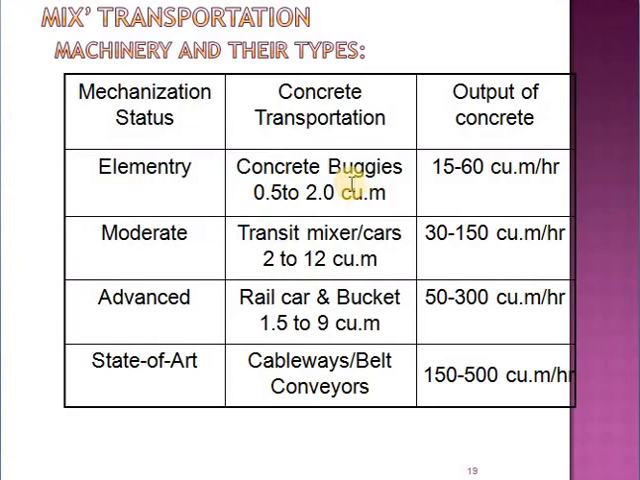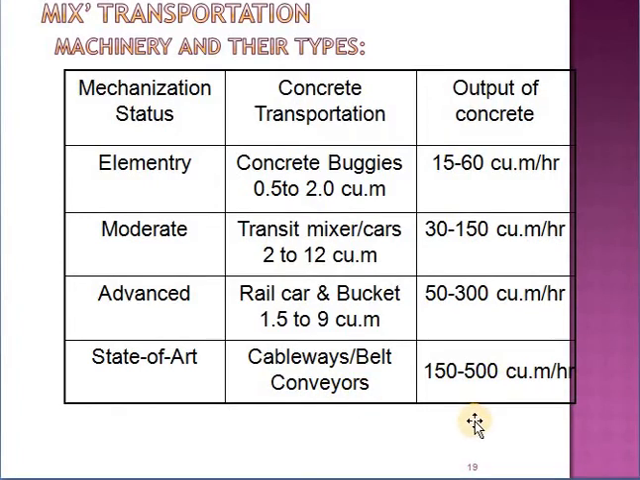So here you can see concrete transportation and output of concrete. Elementary concrete work is 0.32 and 15 to 60 cubic meters per hour. Moderate transit mixers or cars are 2 to 12 cubic meters, 30 to 150 cubic meters per hour. Advanced rail car or bucket is 1.5 to 9 cubic meters, and output of concrete is 50 to 300 cubic meters per hour. State of the art is cableways or belt conveyors, 150 to 500 cubic meters per hour.